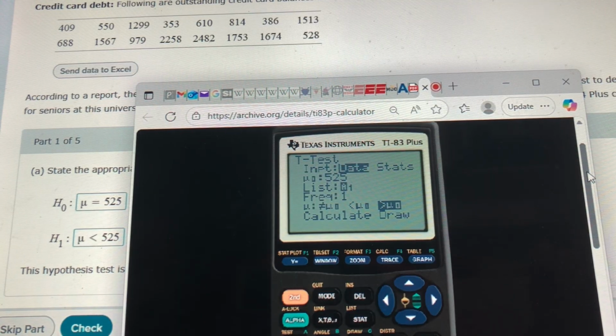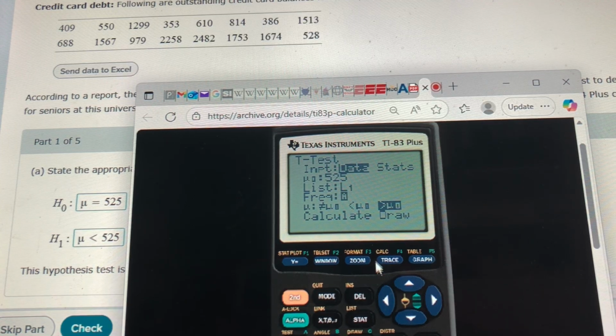But you don't have to fill in the X bar or the S or the N. All that is done for you from the data. The list can be L1 through L6, wherever you want to put your data. I usually just put it in L1. The default's L1, so if you put the data in L1, then you don't have to change that.